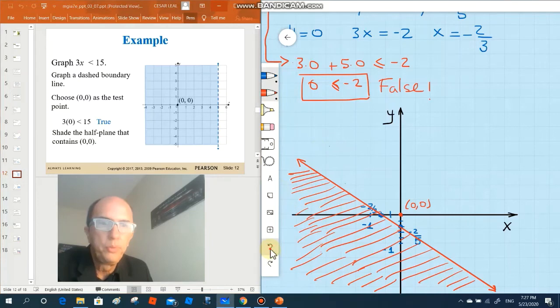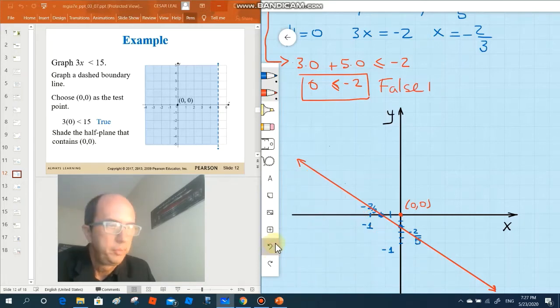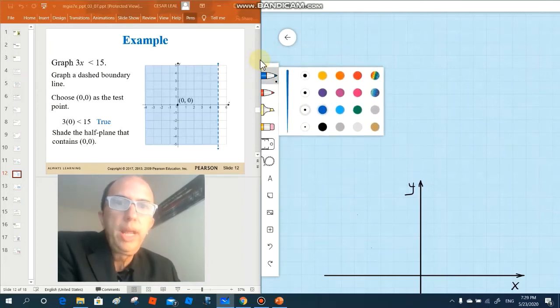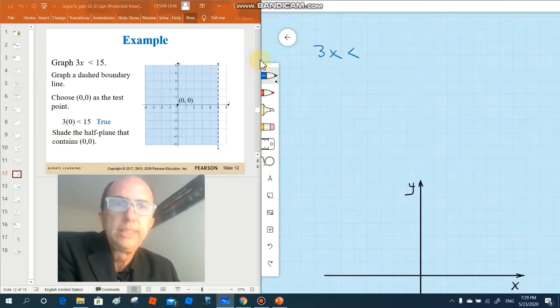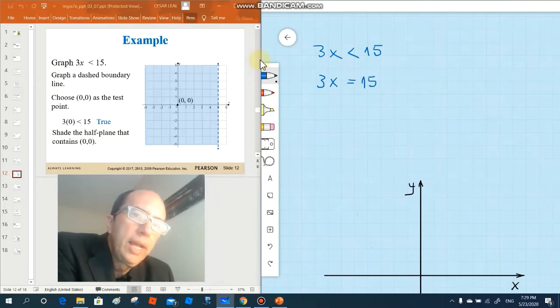Let's work another example. Now we have 3x is less than 15. Graph 3x is less than 15. First step, find the boundary, and the boundary is going to be this line here, 3x equals 15. Divide both sides by 3, x equals 5.